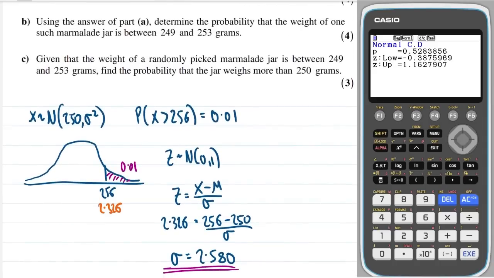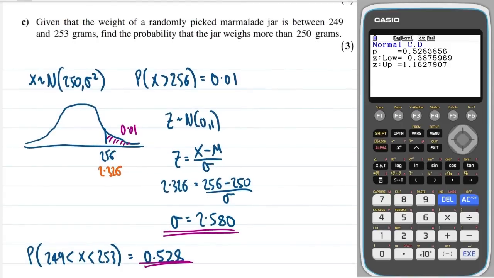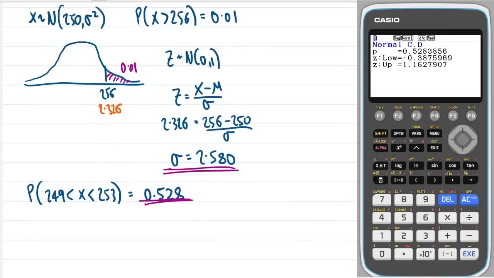Part C says, given that the weight of a randomly picked marmalade jar is between 249 and 253, find the probability that the jar weighs more than 250 grams. So this is another conditional probability question. So we do the intersection of these two events divided by what's given. So let's think about how these two can intersect. How can we be between 249 and 253 and also be more than 250? Well, the only way that can happen is if we're between 250 and 253.